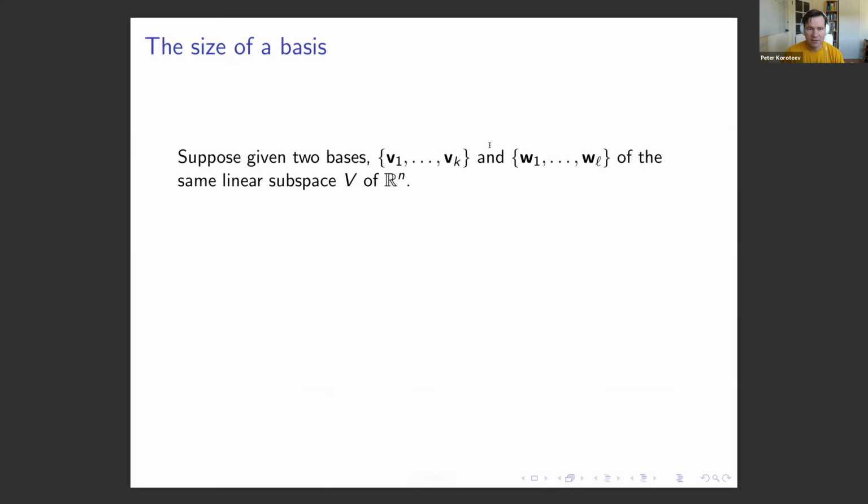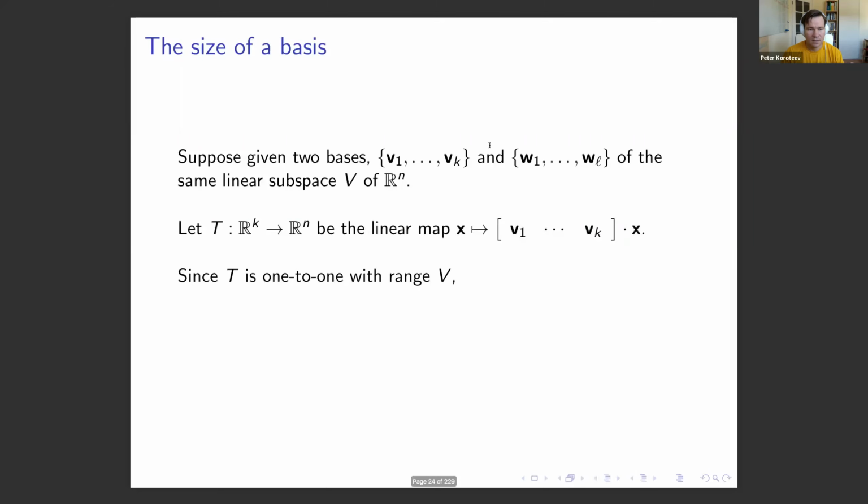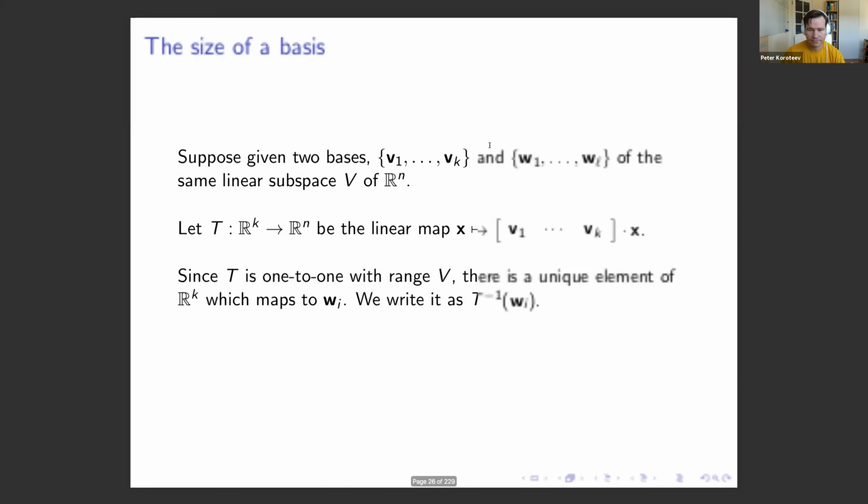Let's talk about the size of a basis. Suppose we are given two bases, V1 through Vk and W1 through Wl, where a priori k and l are different integers, of the linear subspace V of Rn. Then consider this map T from Rk to Rn as before. Since T is a one-to-one linear transformation with range V, there exists a unique element of Rk which maps to each of the Wi's, the pre-image. So we call it T inverse of Wi. And of course, by construction, if you apply the transformation T to this vector, we get back Wi.